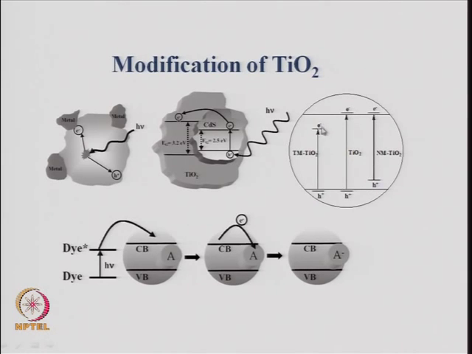So, either you can lower the conduction band or you can increase the energy of the valence band electron or hole, the valence band hole. So, the hole will be here and the electron is here. So, these are two modifications to the bare TiO2, which is shown here. So, this is also possible and this is also possible. This kind of change in the band diagram by doping is generally called band gap engineering.